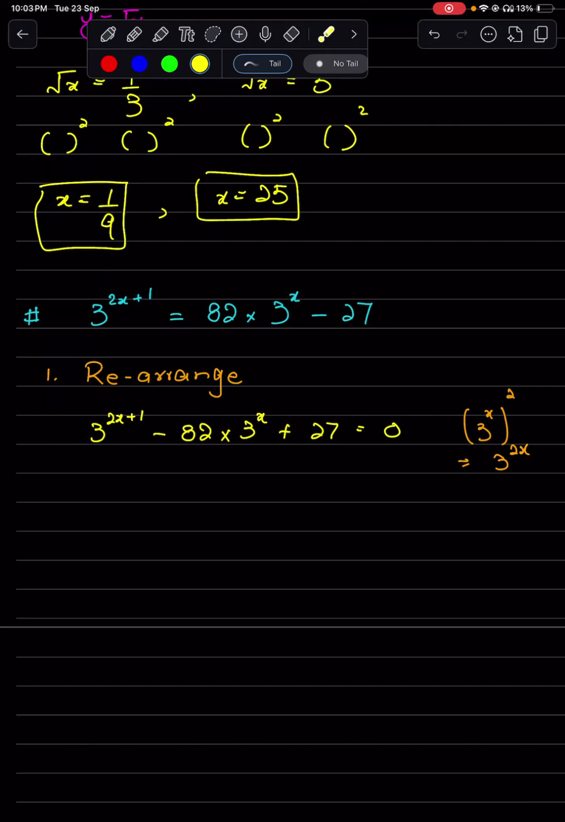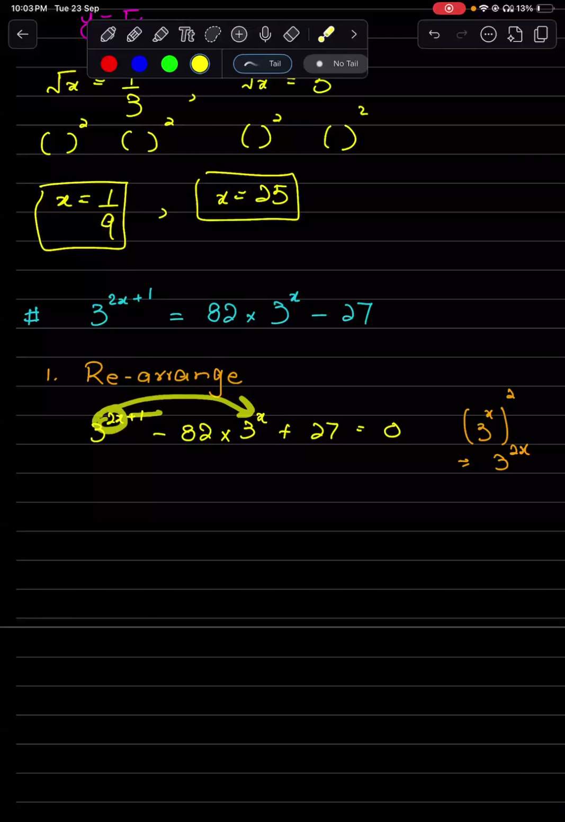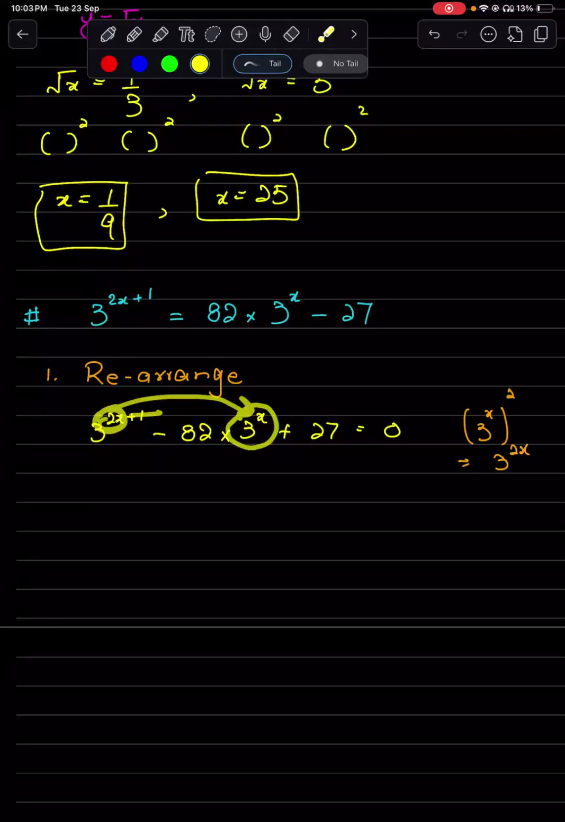How can I get rid of it? Because if this is gone, then they are fine. 2x and x are double of each other. I can write 3 to the power of 2x as the square of 3 to the power of x, right? I can split it like this. They both will now be double of each other. I can assume 3 to the power of x as u, and then this would be u squared. But what should be done with plus 1?